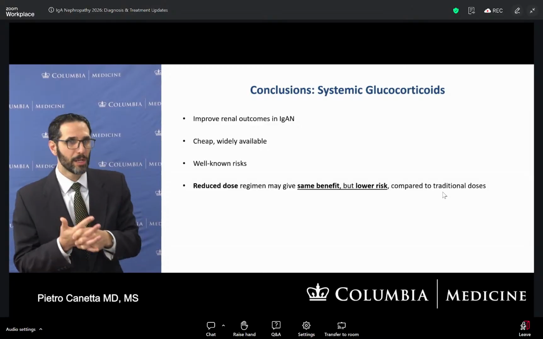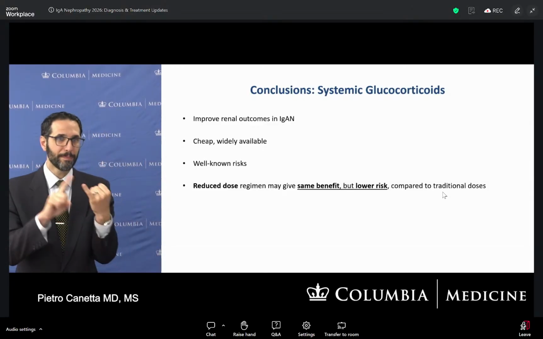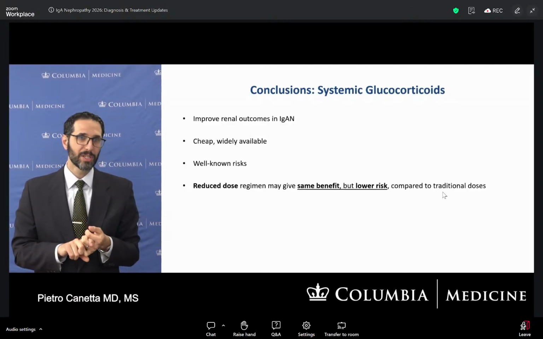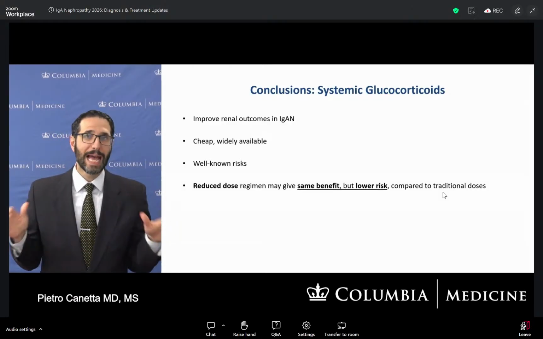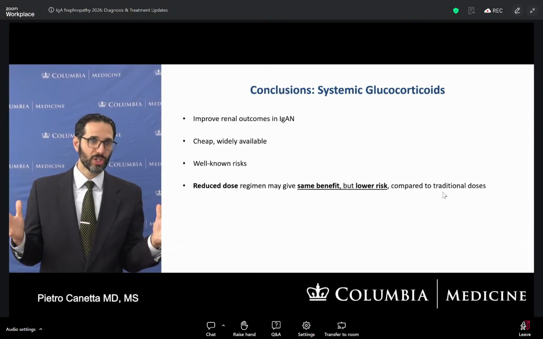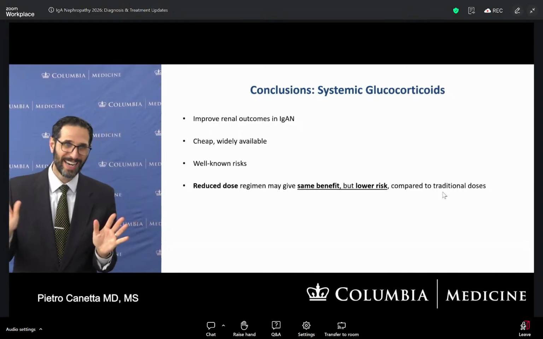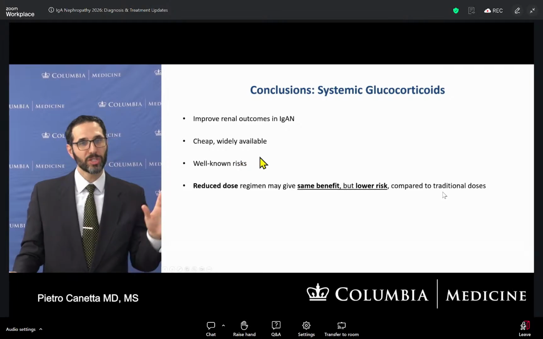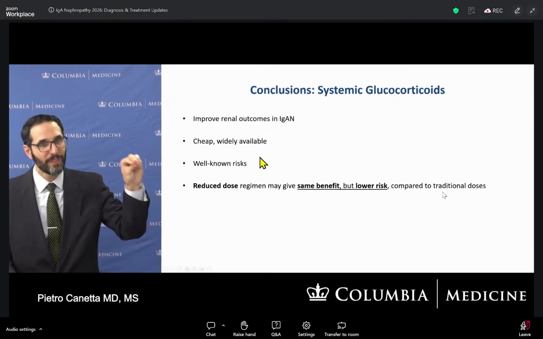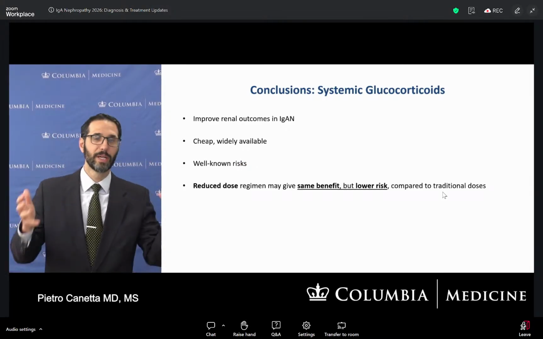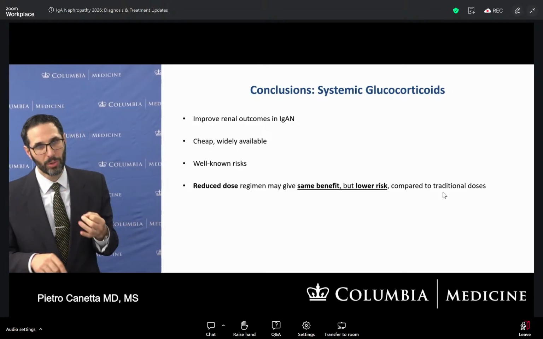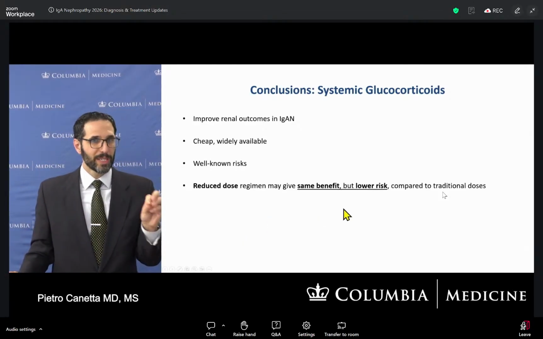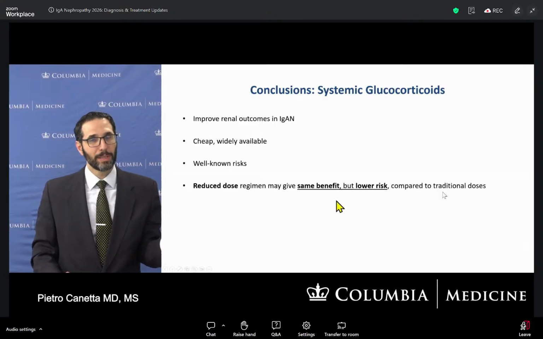So in conclusion, on systemic steroids, you've got improved kidney outcomes. And we know these drugs are cheap. They're widely available across the world, and this is the last time today that you'll hear these drugs are cheap because you won't hear them in the afternoon talks, but they do have risks. They clearly have important risks. I'm just harping on the infection risk, but there's lots of other ones, the skin changes, the bone risks, diabetes, etc. And the reduced dose regimen does give us what looks like the same benefit but lower risks, so that's nice.